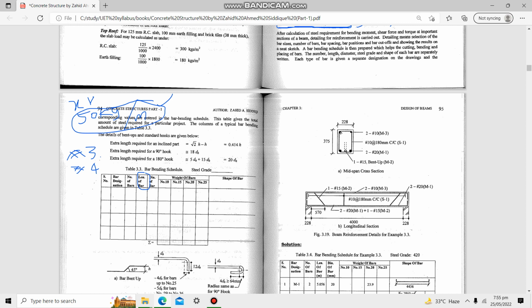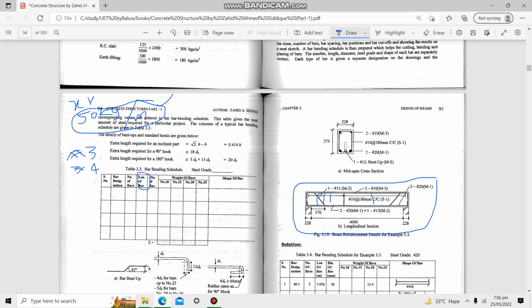So here is the shape of bar. Bars can be of different shapes. Here I will give you an example of the bar bending schedule of a beam. A beam is made up of longitudinal bars and vertical stirrups, and if you further visualize, we have bent this longitudinal bar here in the upward direction and here as well. So we have to calculate separately the steel for each and every element.